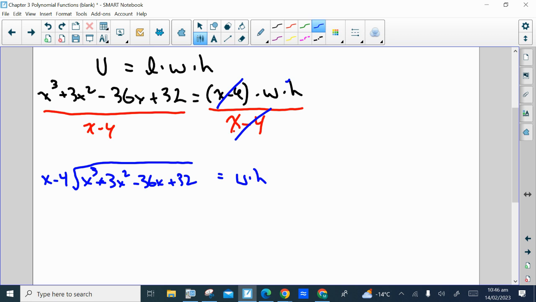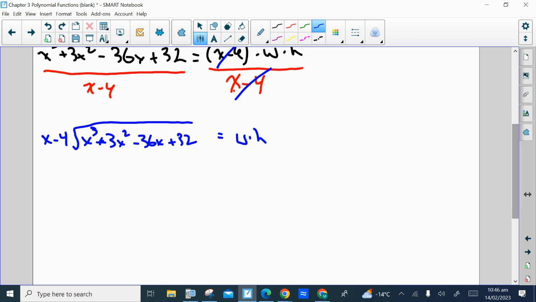Once again, that polynomial is in the correct order, descending powers, and there's no missing terms. If there was no x squared term here, we'd have to include it with a coefficient of 0. But there are none that are missing. We will see some eventually that do have missing terms, and we'll do that, but for now we don't have to.